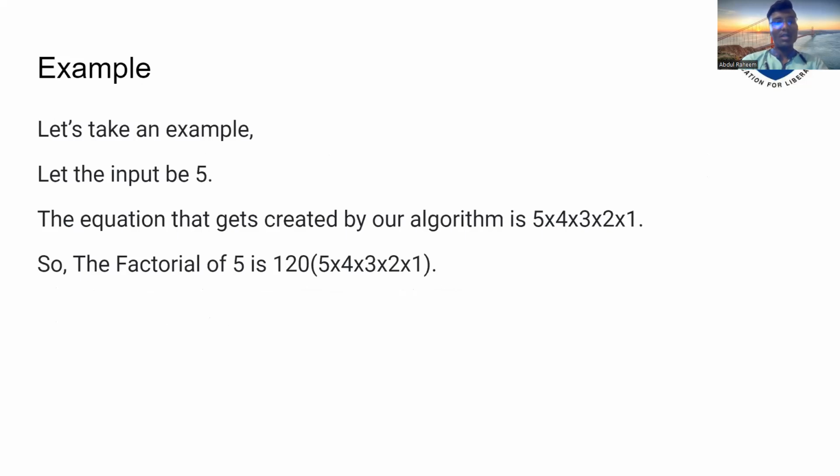Let's take an example. Let the input be 5. The expression created by our algorithm is 5 into 4 into 3 into 2 into 1. So the factorial of 5 is 120.